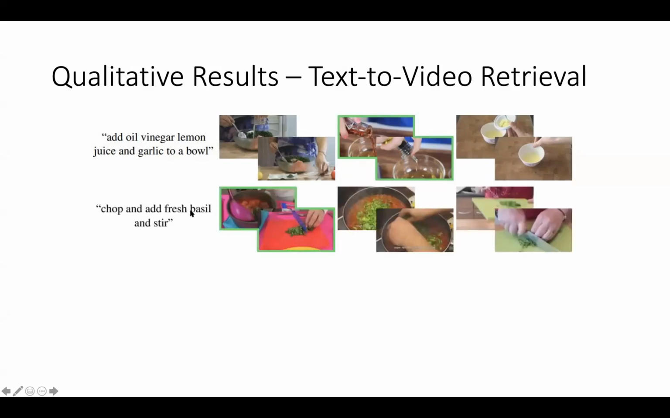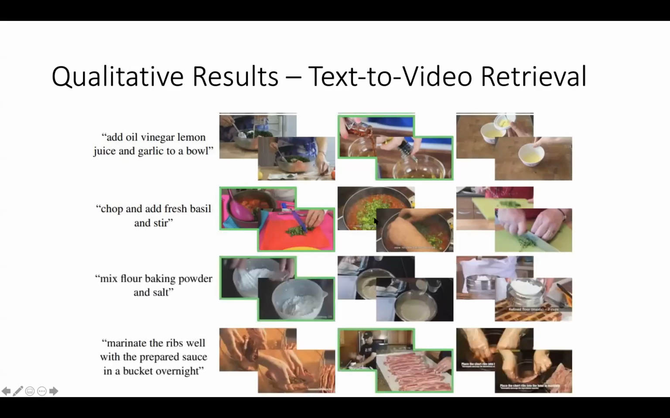Again, you can see another example here. We correctly predict "chop and add fresh basil and stir". Our network correctly predicts it as the top 1 retrieval. And then we also get other similar looking videos in second and third. And here are some other examples where our network is able to correctly retrieve these videos using the text query.